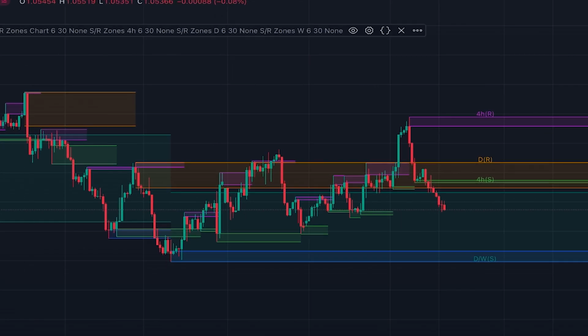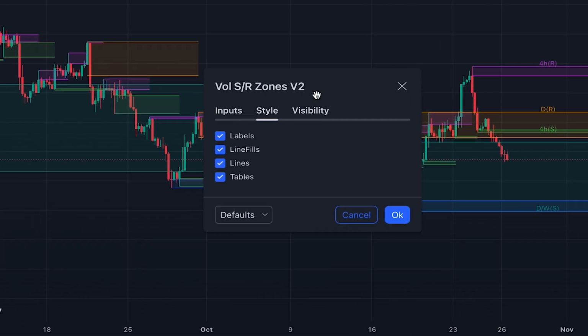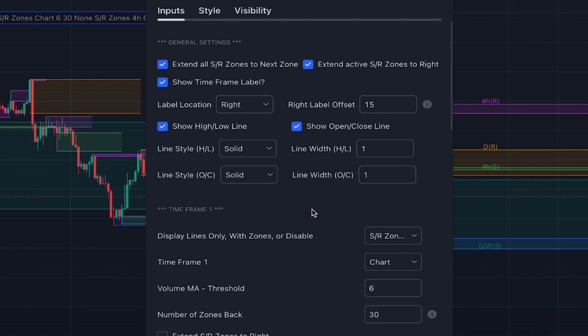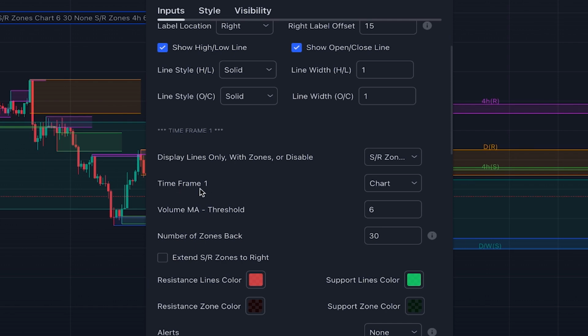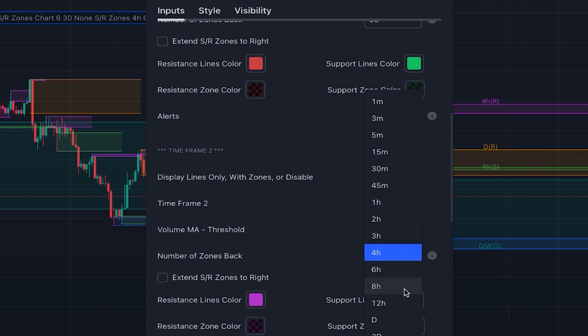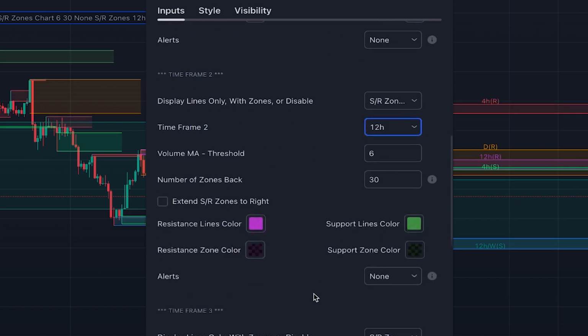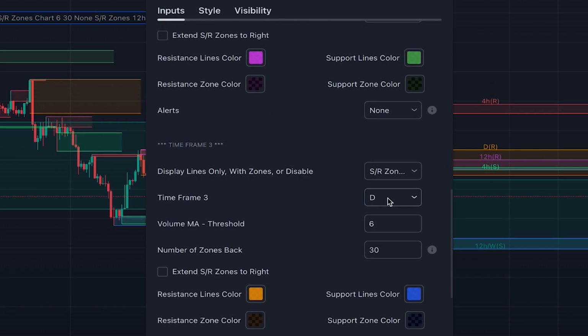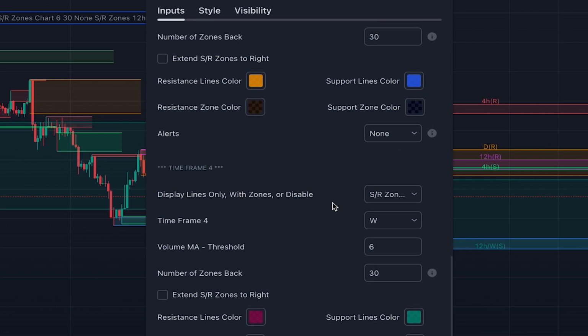If we go to the settings of the indicator, we can set our preferred time frames. Here in the inputs tab, if we scroll down, here we have time frame 1, which is the current chart time frame, and here we have time frame 2, which is set at 4 hours. We change it to, for example, 12 hours. And then time frame 3 is set at the daily chart. And for time frame 4, as you can see, it's set at the weekly time frame.